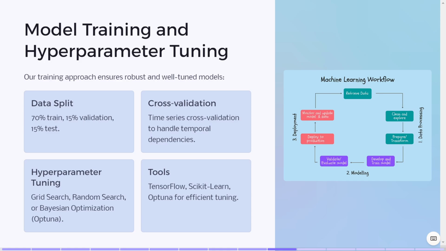We performed hyperparameter tuning using techniques like grid search and random search. Additionally, we experimented with Bayesian optimization using Optuna to find the optimal set of parameters for each model. This process helped improve the accuracy and robustness of our predictions. For deep learning models, we adjusted parameters like learning rate, batch size, and dropout rates to avoid overfitting.